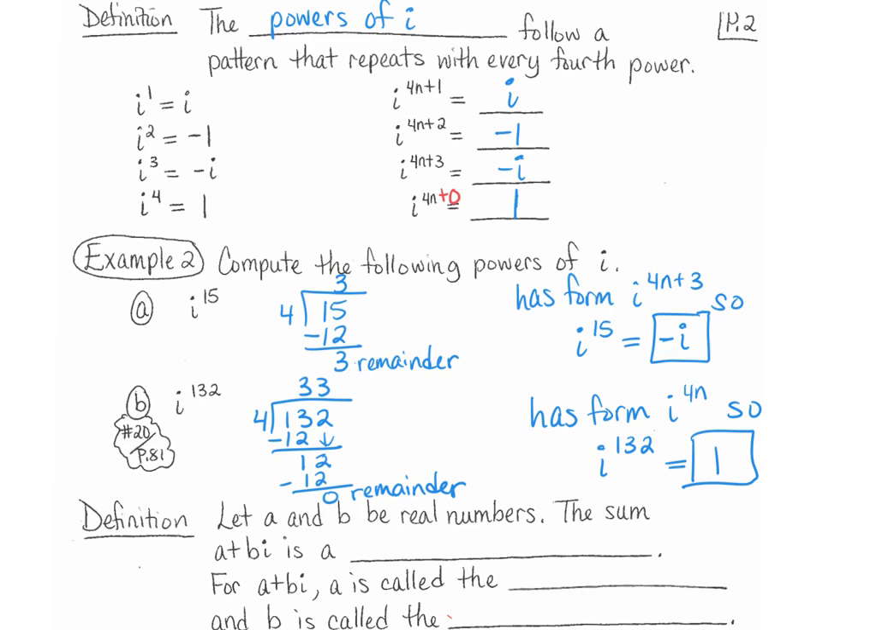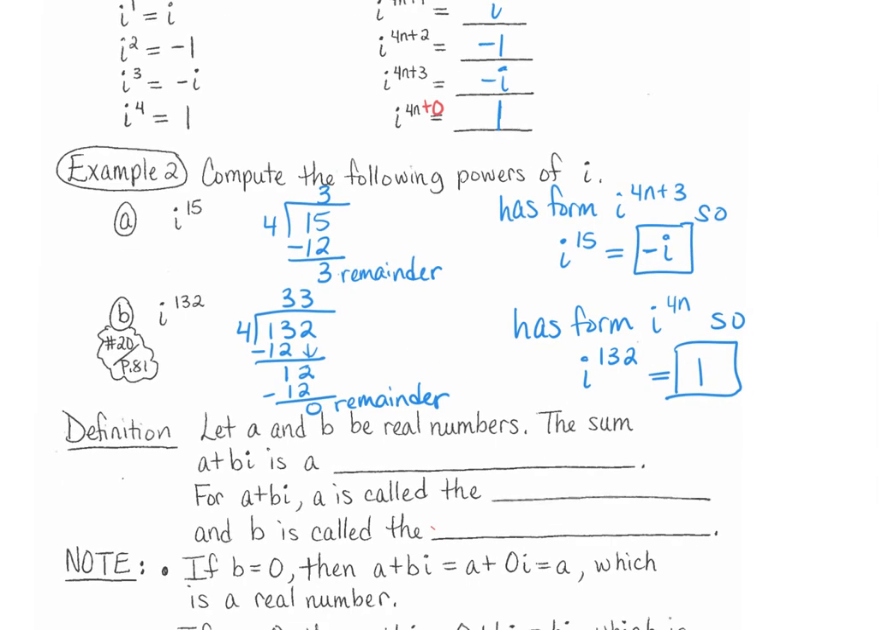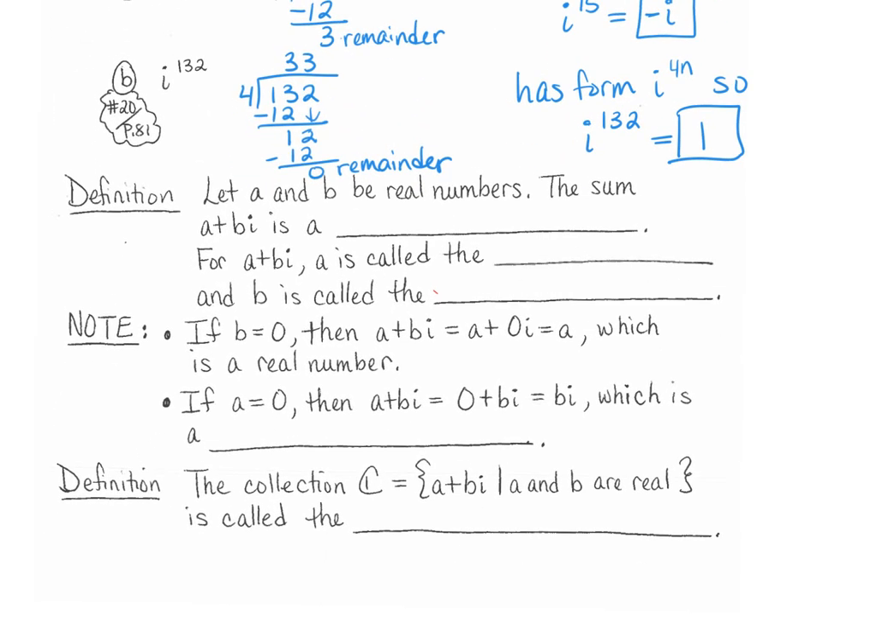All right. So, some definitions. Let a and b be real numbers. The sum a plus bi is called a complex number. Formal definition. So this is the standard form. You got to know it. That's the standard form of a complex number. For a plus bi, a is called the real part. b is called the imaginary part.